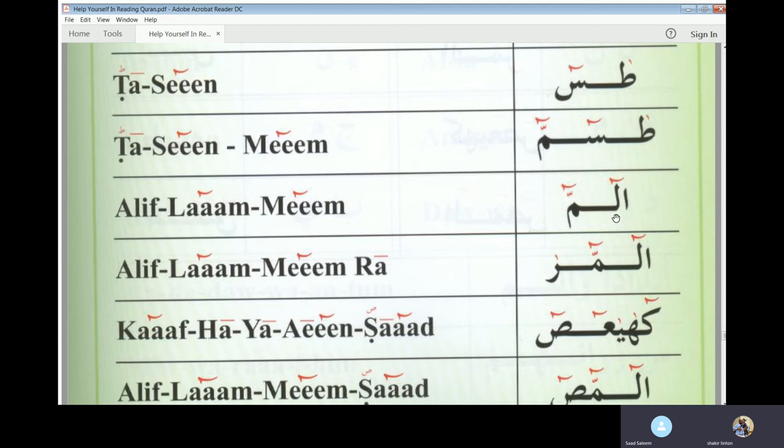Alif, Lam, Mim. These are all the letters in the Quran. Yes, the majority of these, especially the huruf muqattiat, are in the Quran. Most of them are in the Quran only.